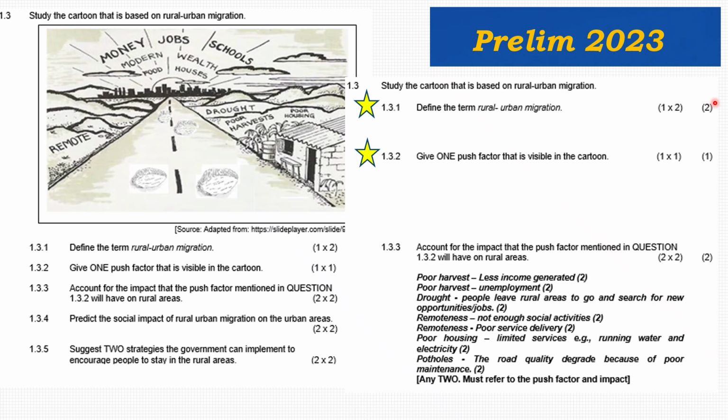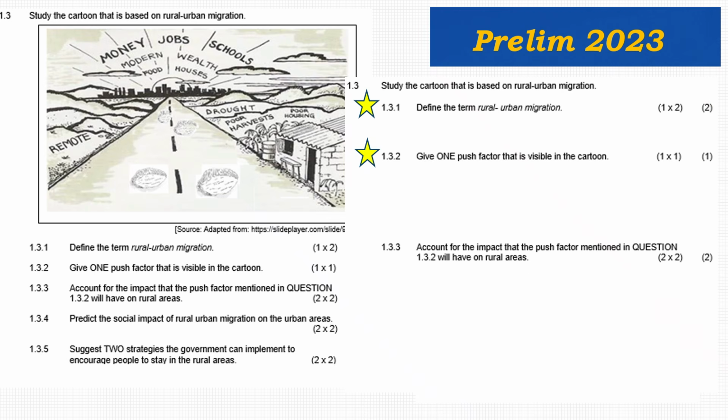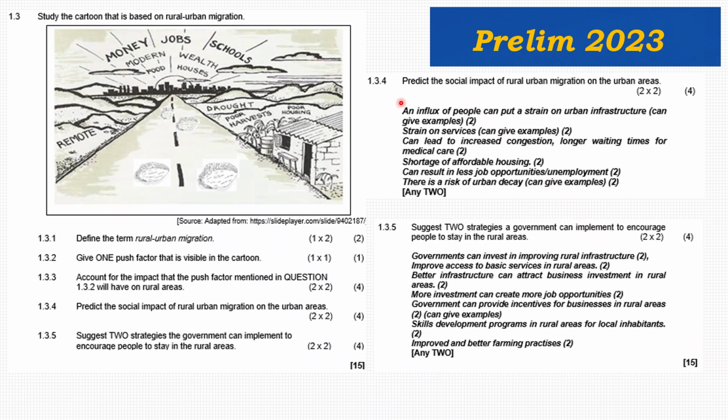1.3.4. What's happening now? 1.3.4, predict the social impact of rural-urban migration. An influx of people can put a strain on urban infrastructure, okay? Remember, we are predicting the social impact where? On the urban area, not on the rural area, but on the urban area, right? There's going to be an influx of people. It's going to be overpopulated, right?